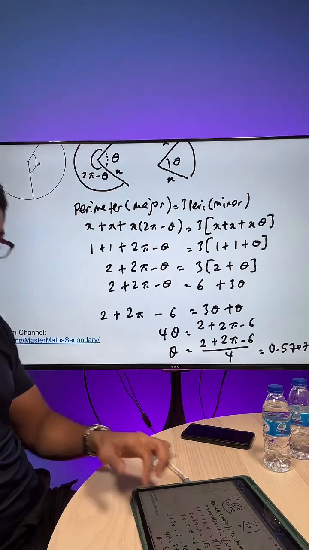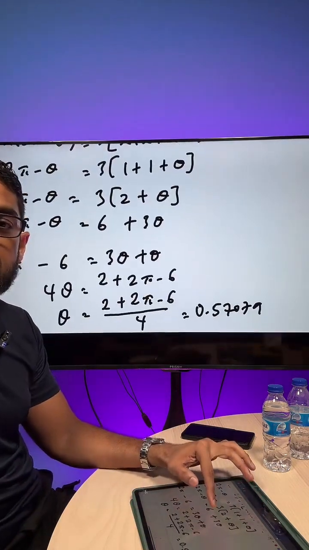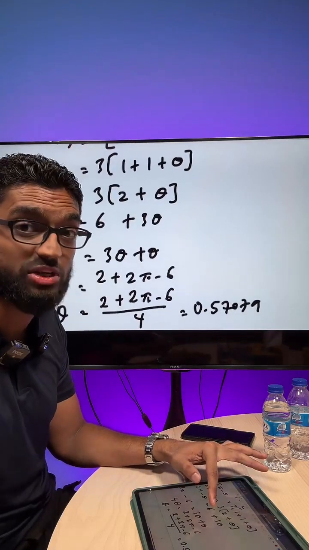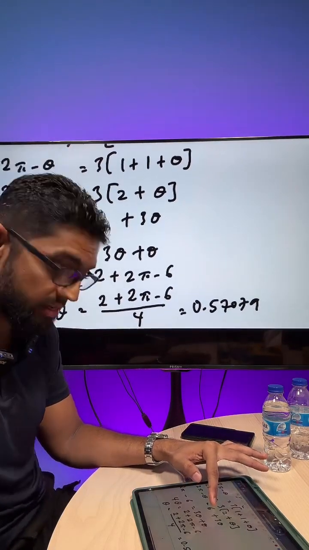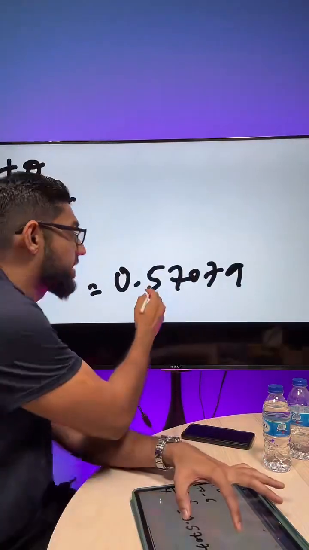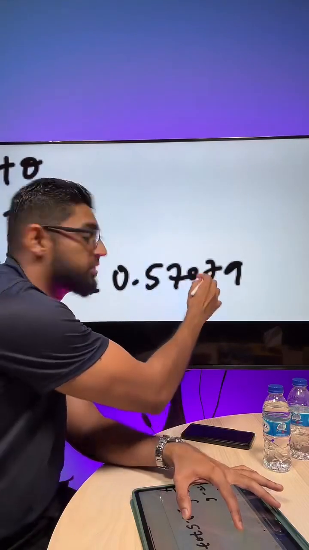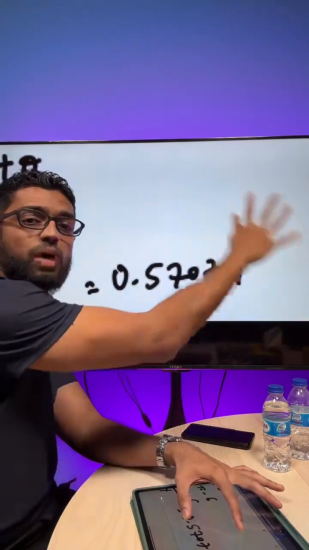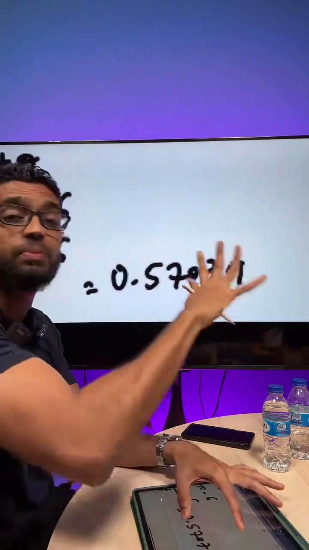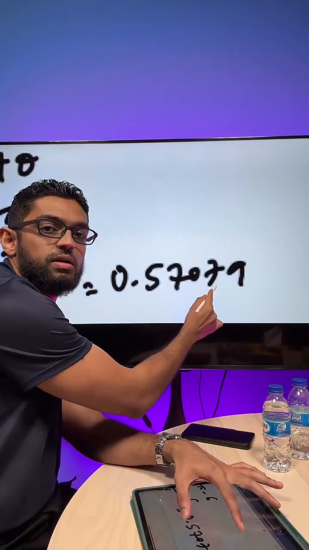0.57079. Okay, I hope you all can see this. Okay, and we just need to round this off to 3 decimal places. Okay, as you can see, this is the first decimal place, which is 5. Second decimal place is 7. Third decimal place is 0, 7, and 9, so on and so forth. So how do I push this to the nearest 3 dp? Look at the 4th decimal place, guys. That's 7. 7 is a big number.